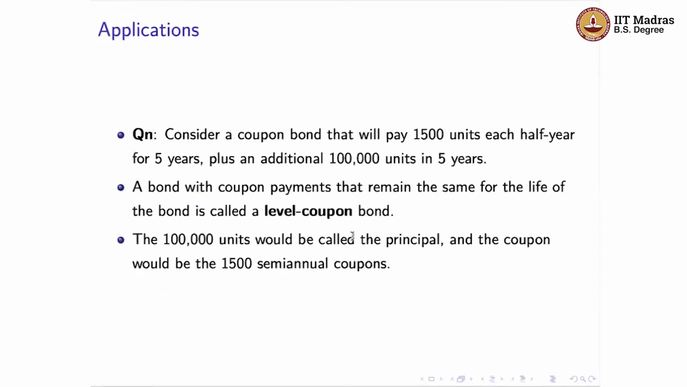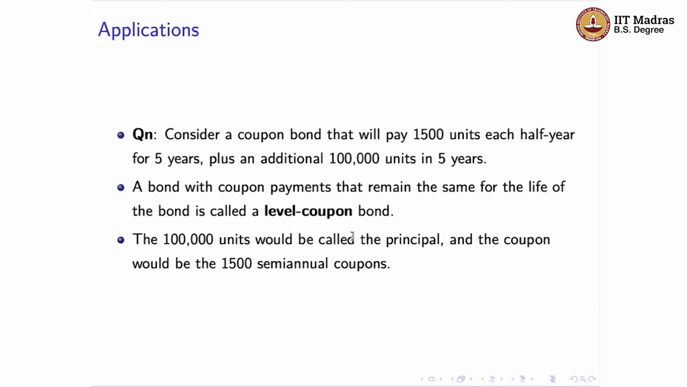So let's take a particular example. Suppose that you have a coupon bond that is going to pay 1500 units each half year for the next 5 years. And then it's going to pay out an additional 1 lakh units in 5 years' time. Okay. So a bond which has a payment schedule like this is actually an example of what is known as a level coupon bond. So how do we see this?